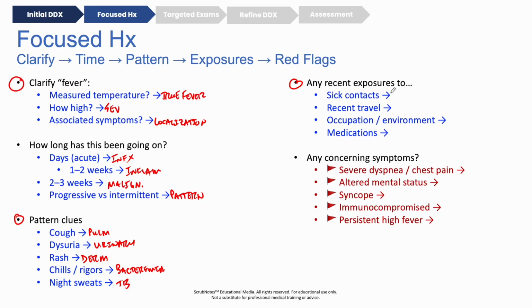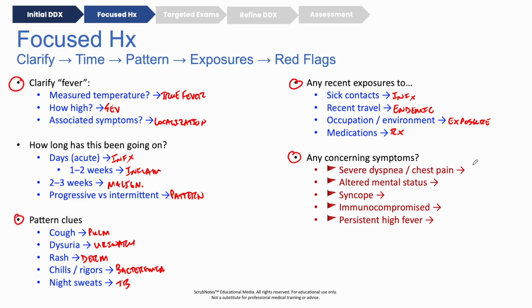Then we want to ask about any recent exposures, like to any sick contacts, because that's probably infectious. Any recent travel would be exposure to endemic illnesses. Maybe there's an occupational or environmental exposure. And lastly, we always want to ask about medications because there could be a drug-induced fever. And then don't forget to ask your red flags.